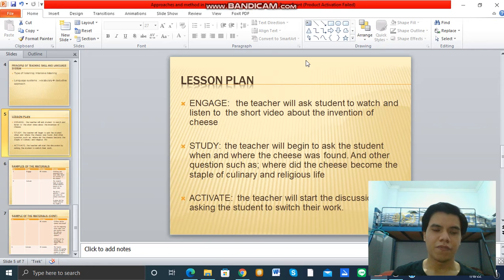And the fifth slide is about lesson plans by Jeremy Harmer, if I'm not mistaken. Sorry. The lesson plan is engage, study, and activate. In the engage part, the teacher needs to hook the students or make the students impressed with the material given. And for this lesson plan, the teacher will ask students to watch and listen to a short video about the invention of cheese.